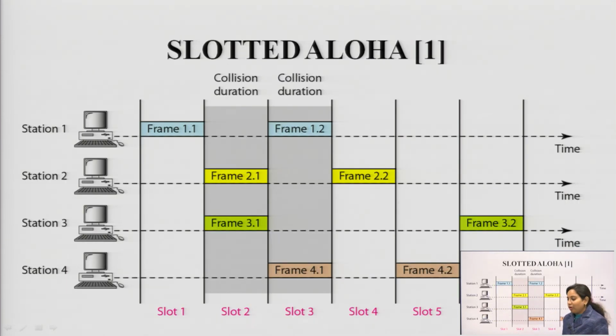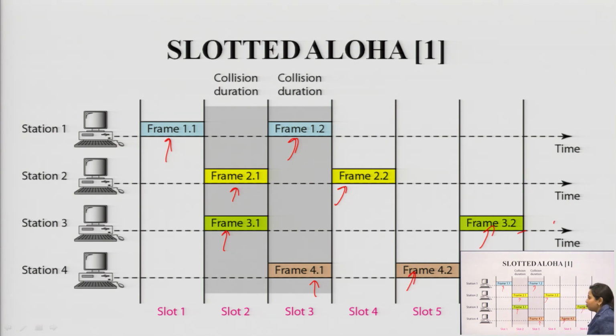Now, next is slotted ALOHA. As the name itself is self-explanatory, the time axis is divided into equal slots. You can see that 4 different stations are connected, and this is the time axis, divided into equal time intervals. This is frame 1.1, this is frame 1.2, the second frame of the first station, then frame 2.1, 2.2, frame 3.1, 3.2, frame 4.1, then 4.2.